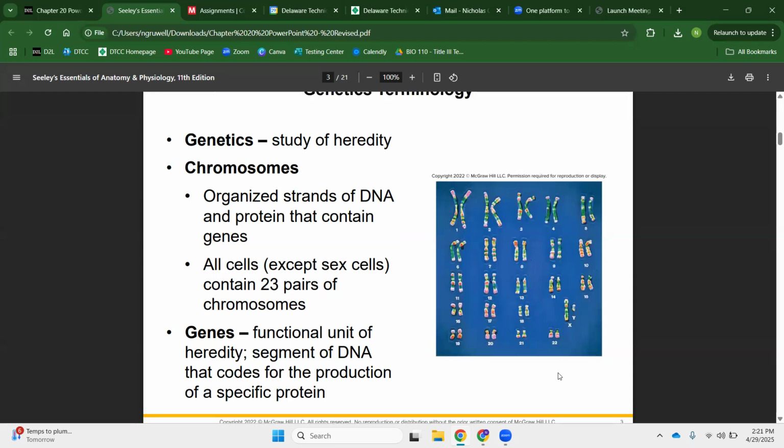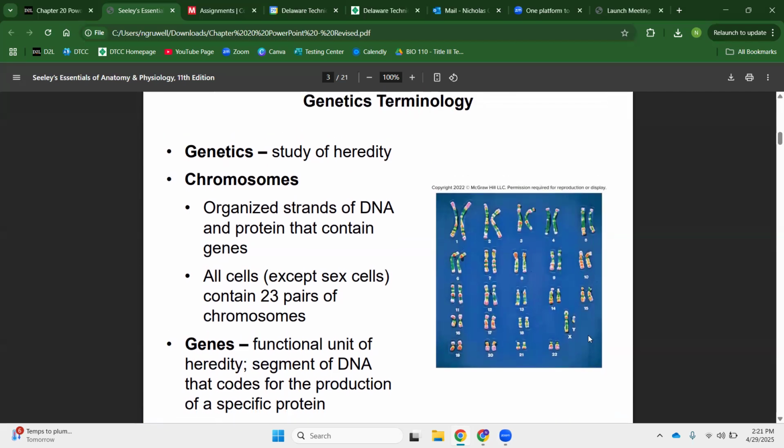You'll also notice here, and we'll talk about it in just a second, that 1 through 22 are numbered, and then our 23rd pair here shows X and Y. We call those our sex chromosomes. So they're going to determine sex. In this case, we're looking at a set of male DNA because we have an X and a Y. If this was female DNA, we would have X and X.